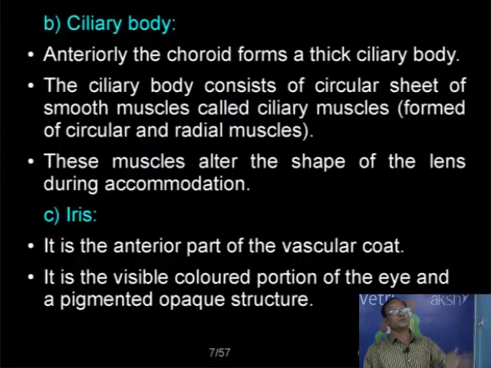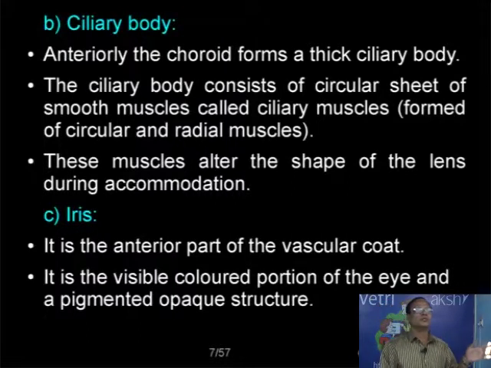There are two types of ciliary muscles. One is called the circular and radial muscles, the contraction and relaxation of which is responsible for changing what is called the convexity of the lens. So these muscles normally alter the shape of the lens, or the convexity of the lens, during the process of accommodation. So the process of accommodation is mainly by the suspensory ligaments and the ciliary muscles of the ciliary body.